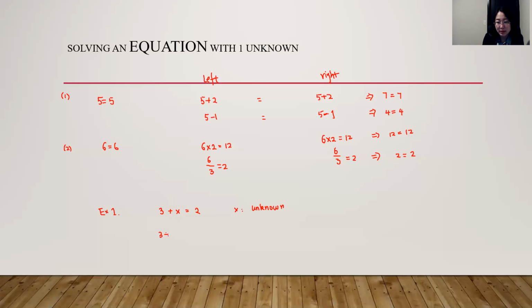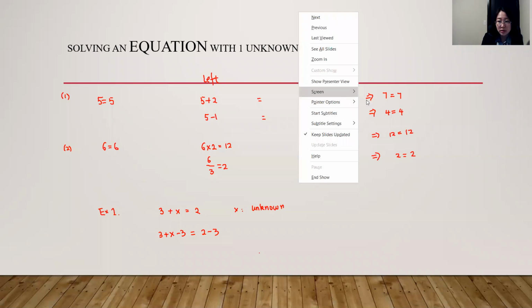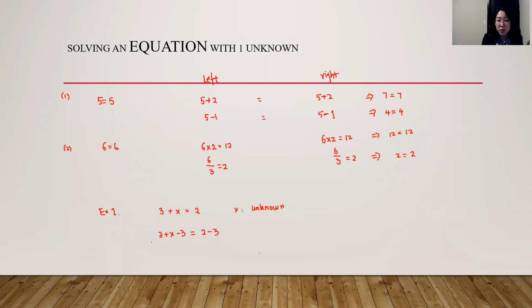So 3 plus x minus 3 is the left-hand side. The right-hand side will be 2 minus 3. 3 minus 3 is just 0, so we get rid of 3 on the left-hand side of the equation. What is left is x. So the left-hand side of this equation is x, and the right-hand side, 2 minus 3, is -1. So we find that x equals -1. This is our solution for x.